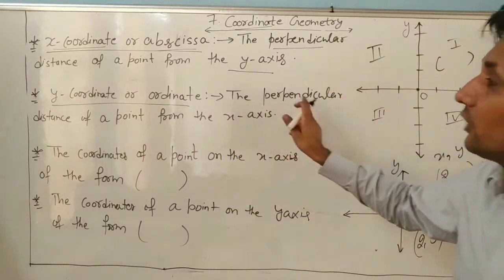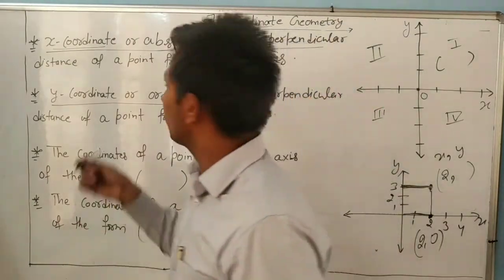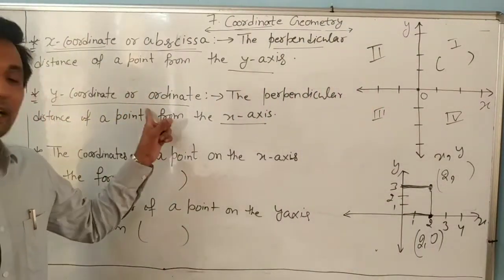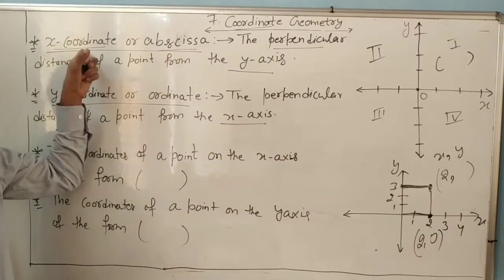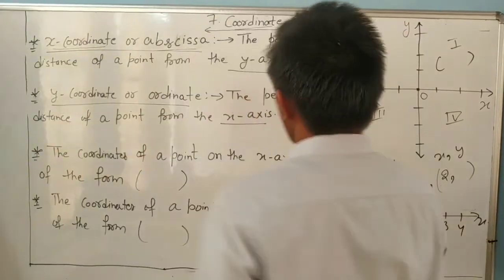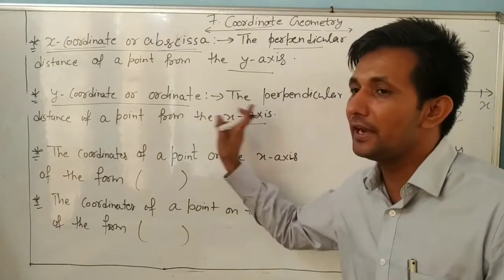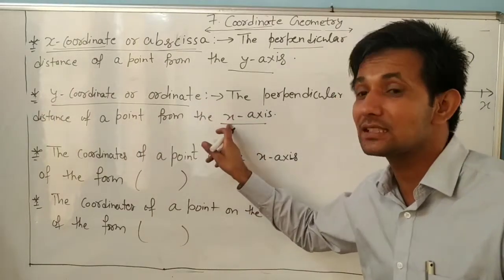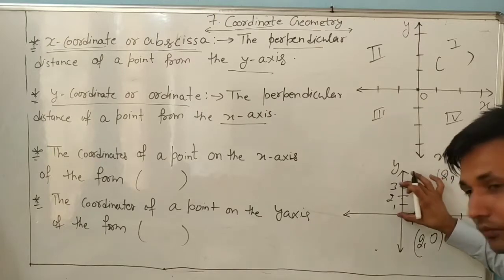So the perpendicular distance of a point from the x axis: if we want to check the y coordinate, we will check the perpendicular distance from the x axis. If we want to find the x coordinate, the perpendicular distance from the y axis. So now we want to write its y coordinate. How will we write it? The perpendicular distance from x. So how much is it? It is equal to 3.